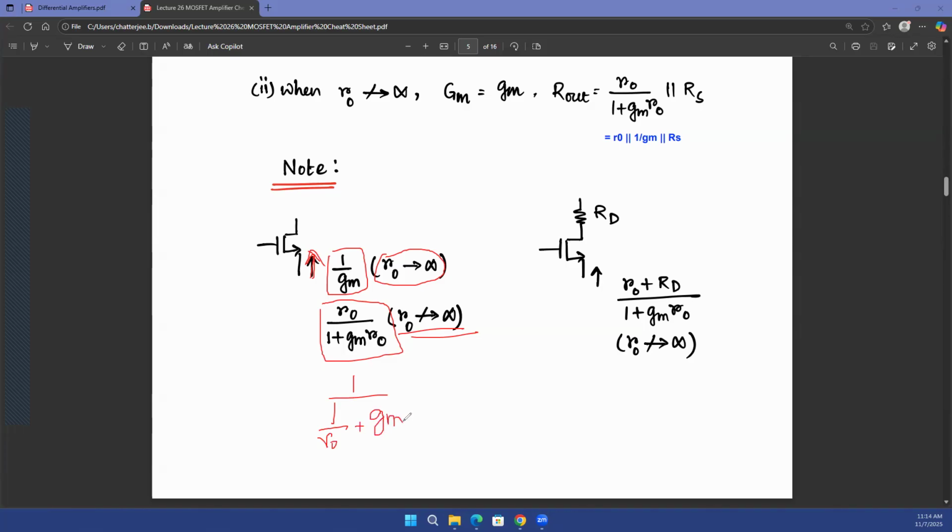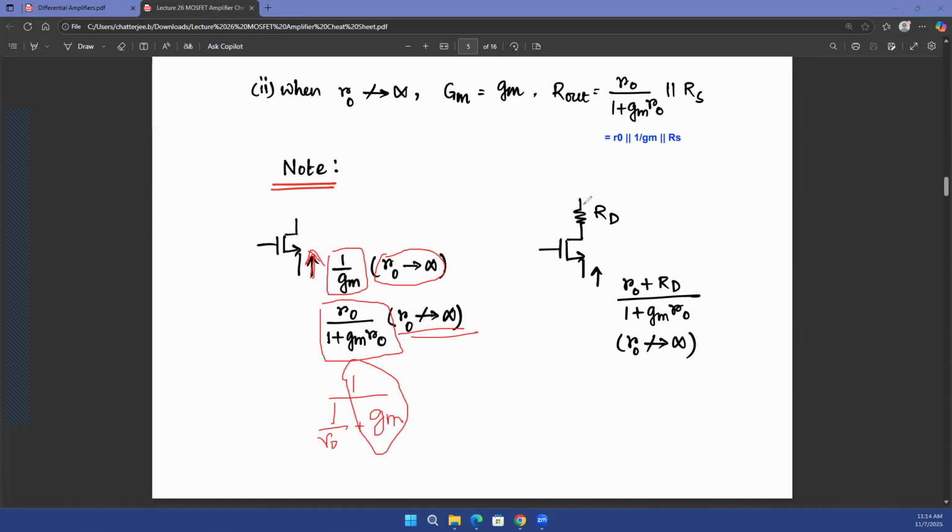Of course, if RO is infinity, then the 1 upon RO term goes away completely. If RO is not infinity but still very large, then 1 upon RO could be negligible in terms of GM. And if it is negligible in terms of GM, you are still left with just 1 upon GM. So it's the same equation, but you are just writing the effect of RO.